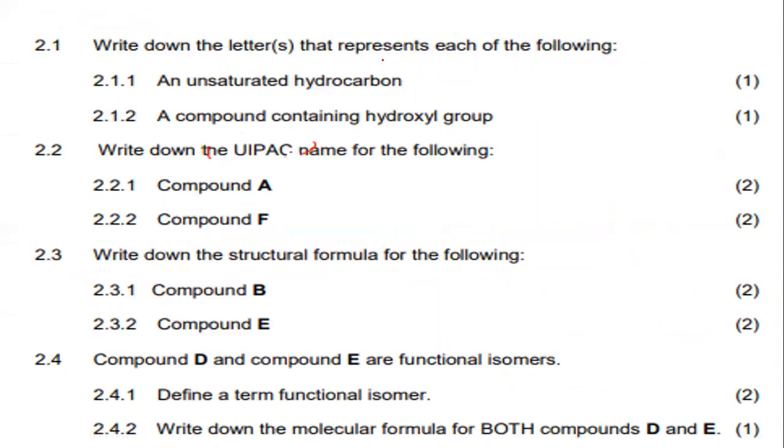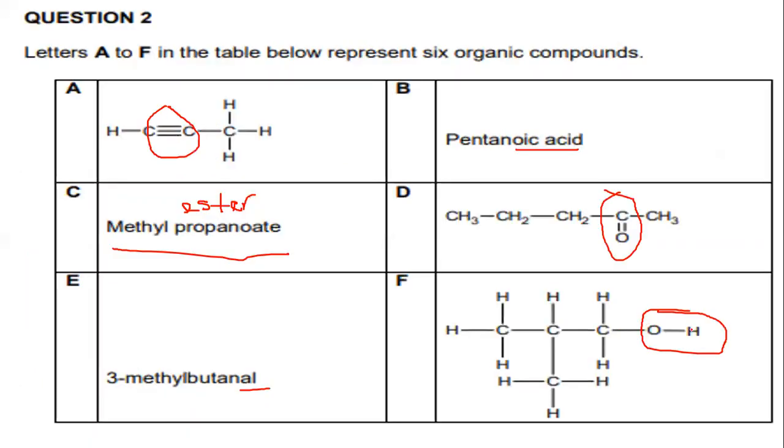Okay? They want unsaturated. So we're looking for a double bond, because they said unsaturated. Okay. There is the answer. The answer would be A. There would be our answer, unsaturated. So there's a double or triple bond. Compound containing hydroxyl group. We know a hydroxyl group is an OH and it's found in an alcohol. So where is an alcohol? There we go. OH is a hydroxyl group. So our answer then becomes F.